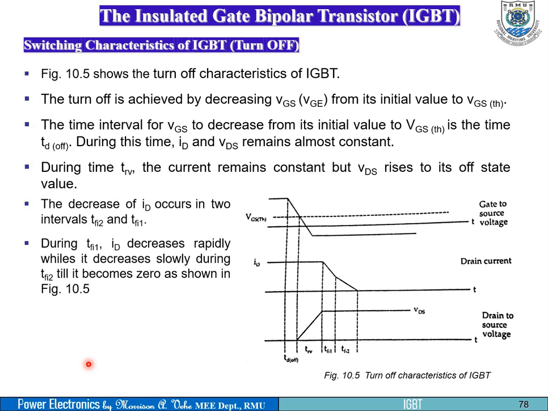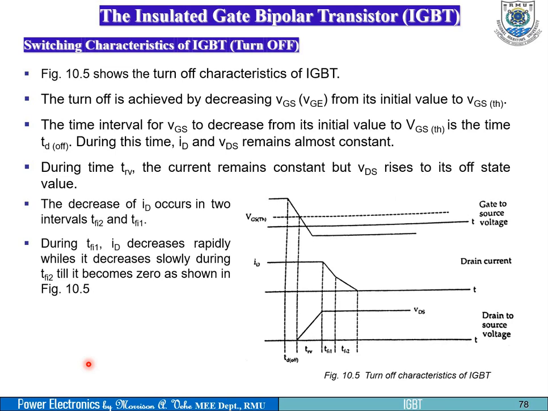So VGE is nothing but the gate emitter voltage, the same as the gate source voltage. From its initial value to VGS threshold, the time interval for VGS to decrease is the time TD off. So during this time, ID and VDS remain almost constant.